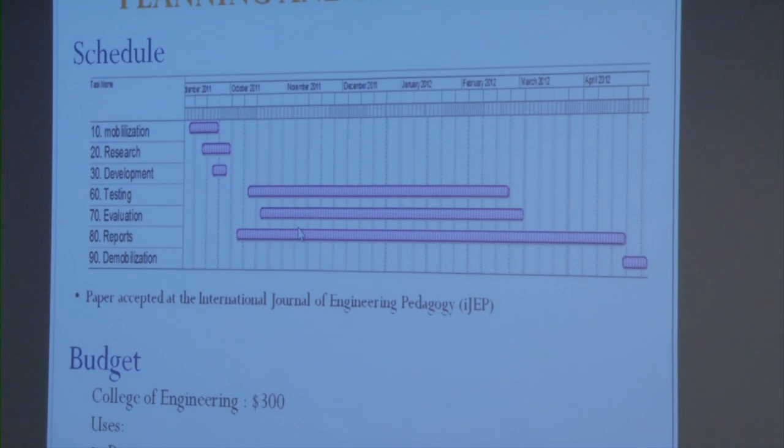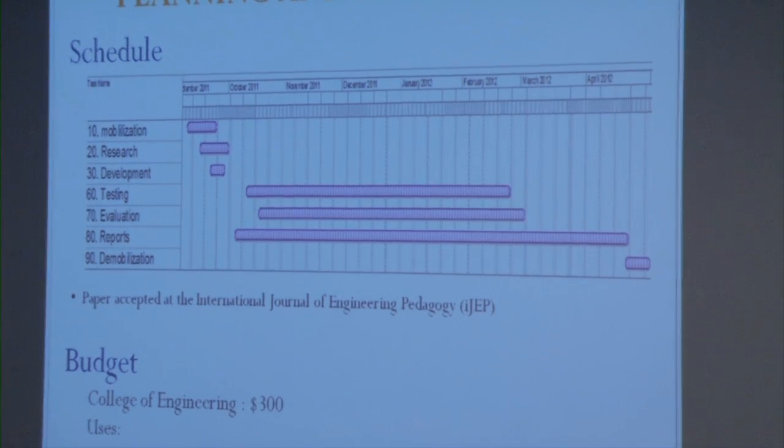Thank you, Joe. Here is our schedule that we followed for the project. We're using existing equipment, so we didn't have to buy anything or install anything. So most of our time was spent on testing and evaluation. During this time, we also had reports that were due. As a matter of fact, our paper was accepted in the International Journal of Engineering Pedagogy. Our budget was $300. We only used about $100 for our postage, and so we were well within our budget and also on time.